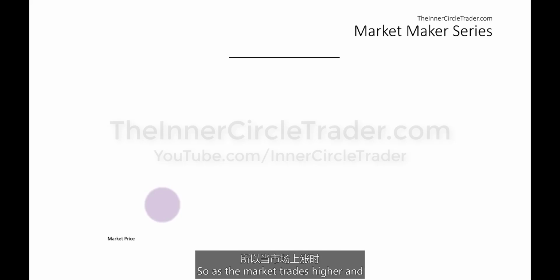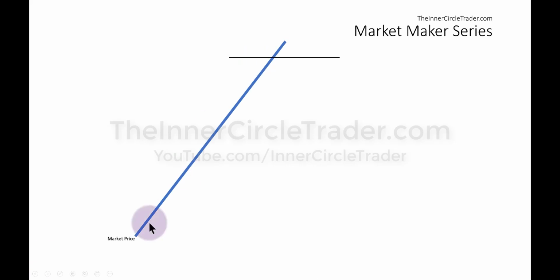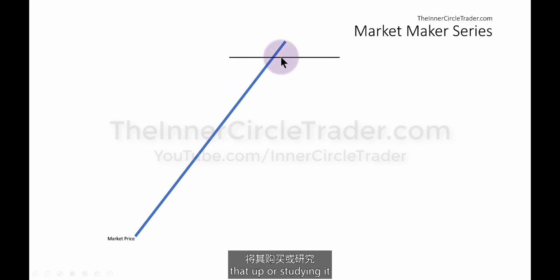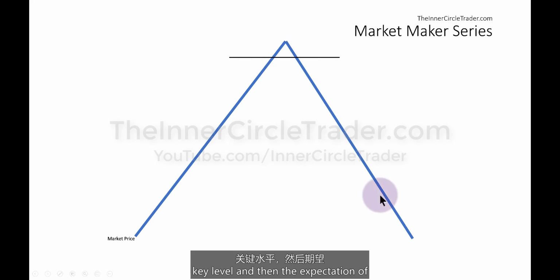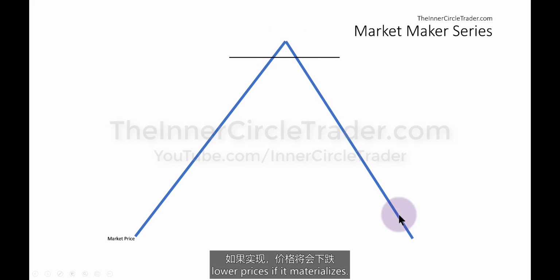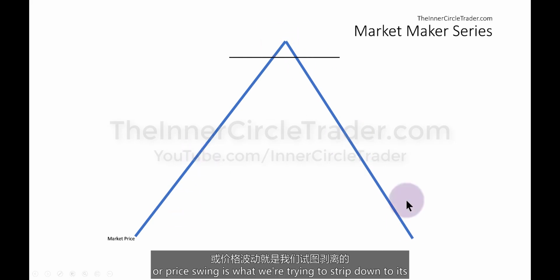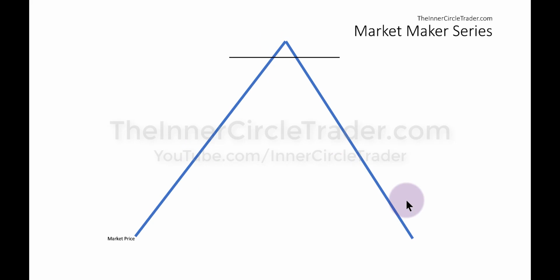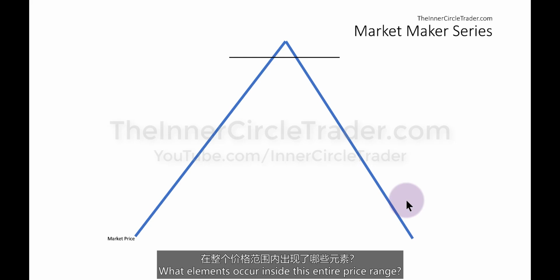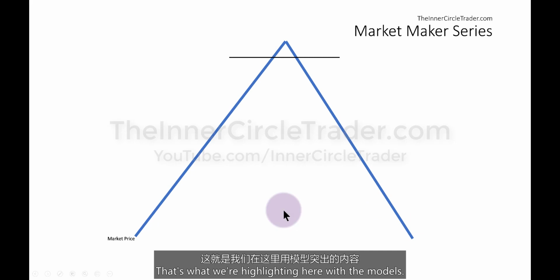So as the market trades higher and runs into that, you could be a participant in buying that up or studying it as it rallies up into that key level, and then the expectation of lower prices if it materializes. This whole fractal, or price swing, is what we're trying to strip down to its basic components. What elements occur inside this entire price range? That's what we're highlighting here with the models.